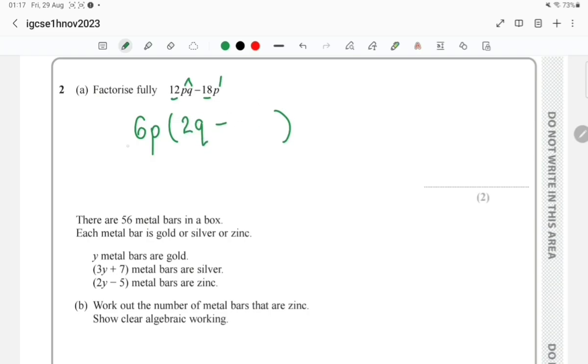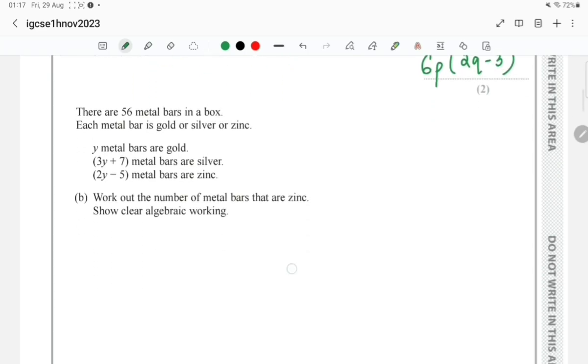What multiplies by 6P will give me 18P? So that would be 3. 6P multiplied by 2Q is 12PQ, and 6P multiplied by minus 3 is minus 18P. So my answer will be 6P(2Q minus 3).